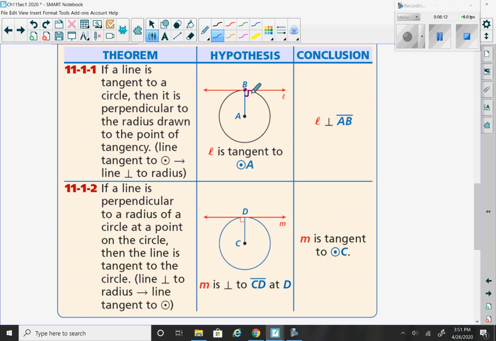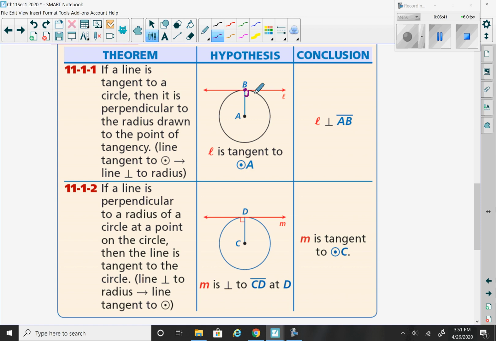The second theorem is really just the flip or converse of this. If a line is perpendicular to a radius of a circle at a point on the circle, then the line is tangent to the circle. So again, if the line's perpendicular to the radius, then it must be a tangent line. Back to the first one, if our line is tangent to the circle, then it's automatically perpendicular to the radius. So again, one is really just the converse of the other.